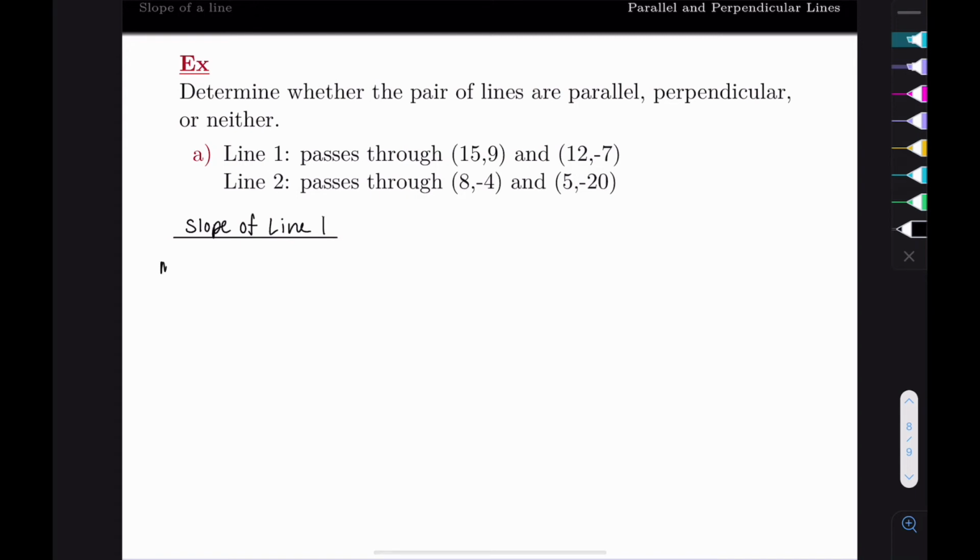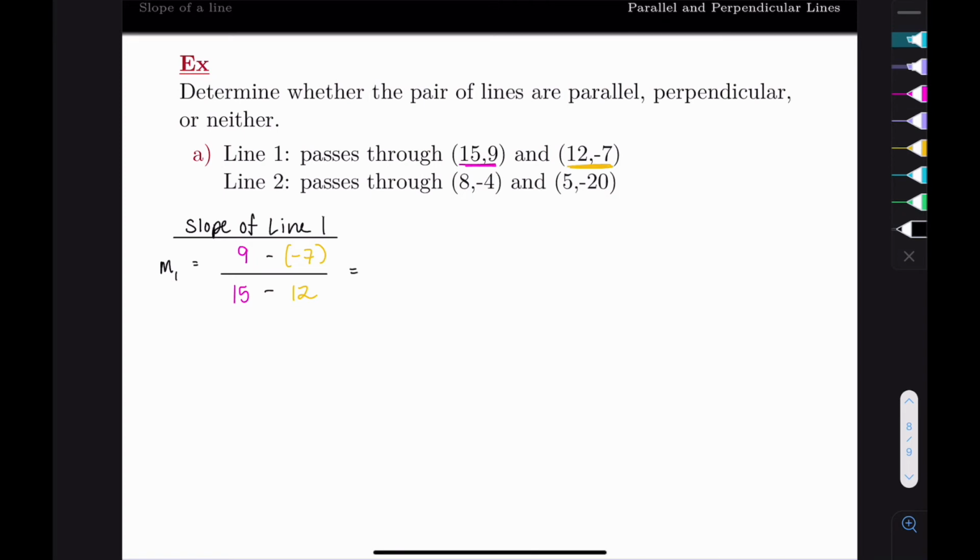And so I'm going to call it M1, just so I know this is line 1. We need a fraction again, and we're going to subtract some things. So let's pick this to be our first point. Our y value is 9, our x value is 15, and we want to subtract the other point. Our y value is negative 7, the x value is 12. So we have the difference in y values over difference in x values.